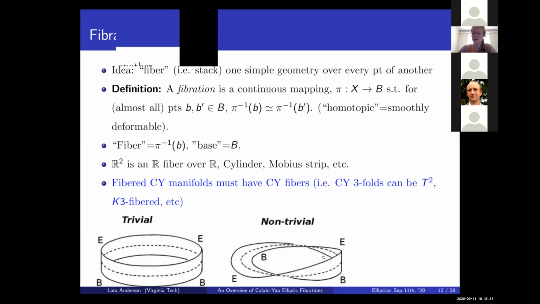But the Mobius strip is a fibration, again, of an interval over S1, but it has a non-trivial topology to it. It has a non-trivial twist as you move around the circle. Interesting result: Calabi-Yau manifolds must have Calabi-Yau fibers of smaller dimension. So the only fibrations that are going to appear are ones which have Calabi-Yau substructure to them. For example, Calabi-Yau threefolds can have T2 or K3 fibers over some bases. If it's K3 fibered, then by topology, you can show that the base must be a P1.